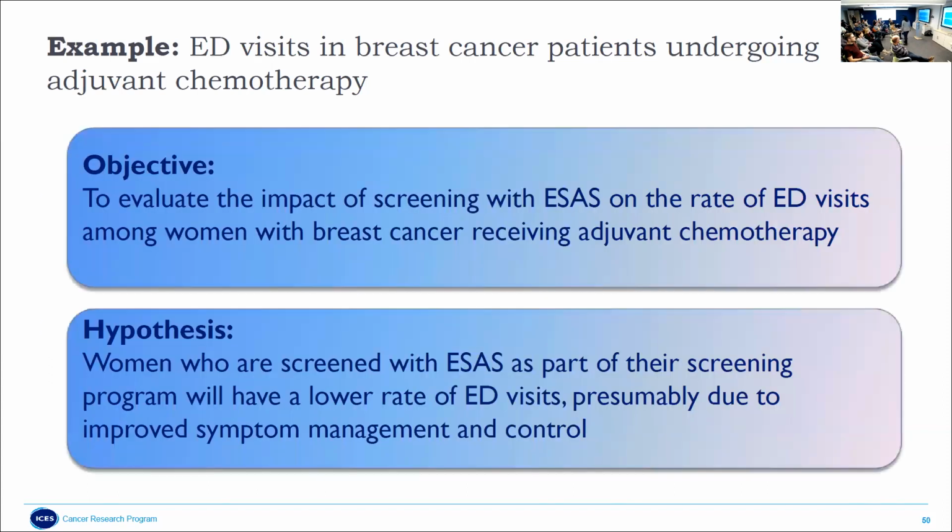So what's our main objective? We want to understand if being screened with ESAS, so getting symptom screening, if that actually somehow is the marker for better symptom management. And if that's the case, maybe it actually reduces the rate of ED visits among women with breast cancer receiving adjuvant chemotherapy during their chemotherapy course. So that was the objective, and our hypothesis was that individuals who were screened with ESAS and were part of the screening initiative would have a lower rate of ED visits compared to those who were not screened with ESAS.